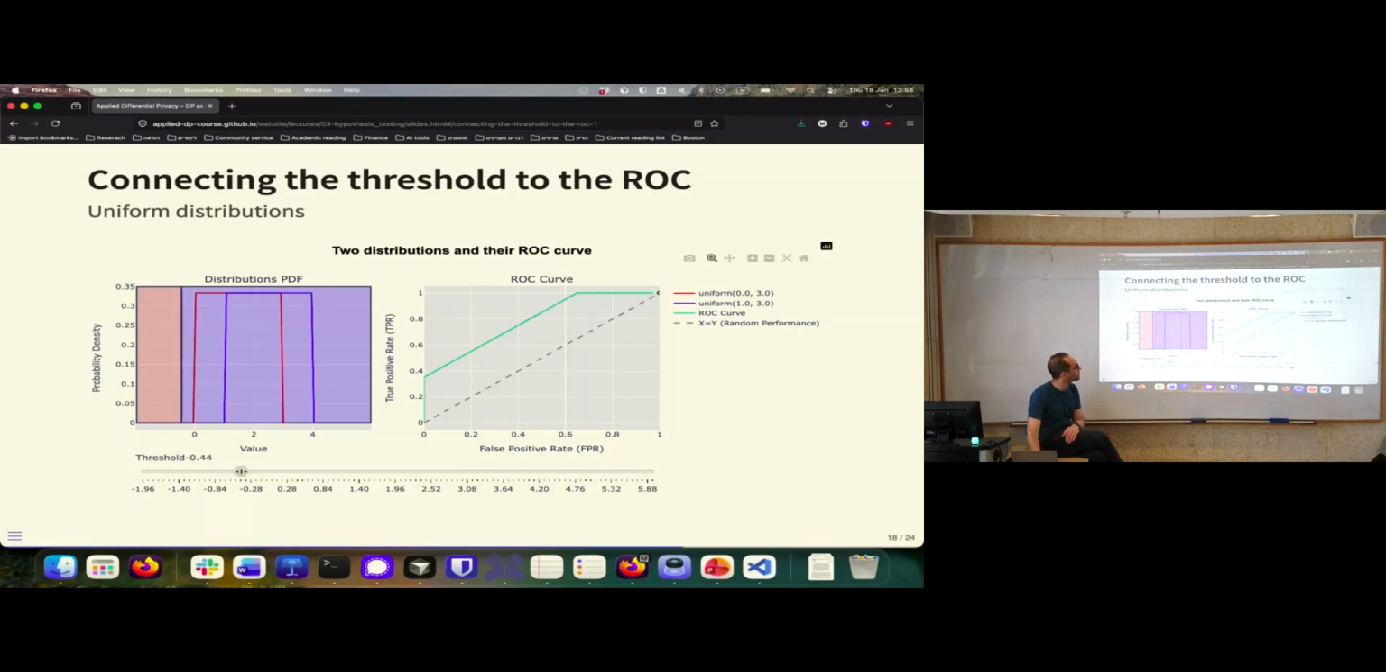So notice what happens here. If I chose this point, what are the two distributions here? As you can see, these are two uniform distributions. One of them is between 0 and 3, and one of them is between 1 and 4. So if I chose a point below 0, and I said anything to the right is red, and anything to the left is blue, what happens here? What do I get?